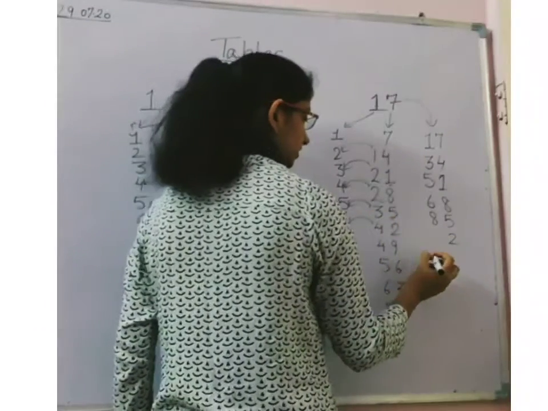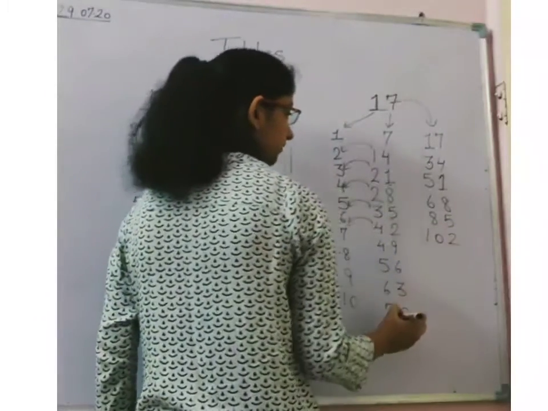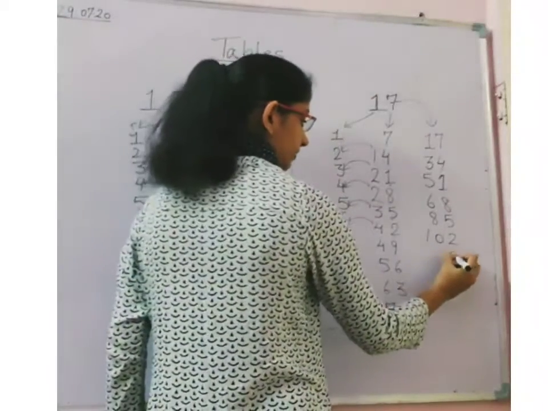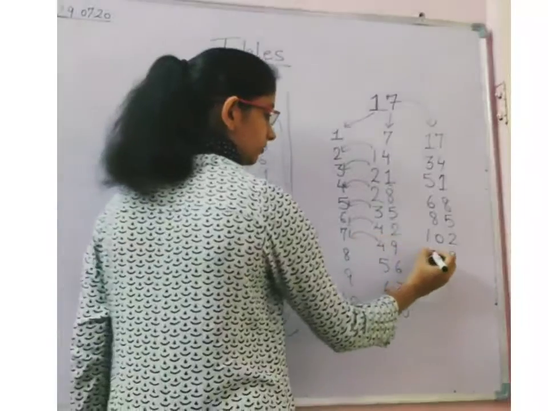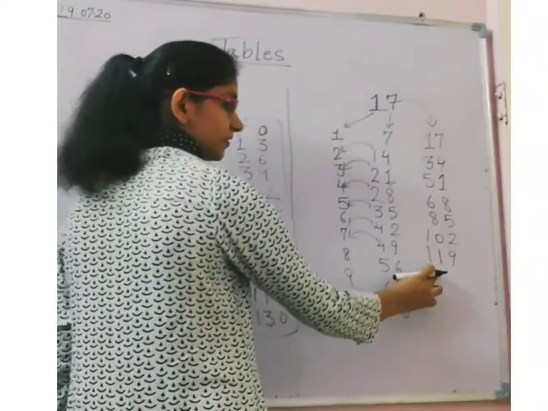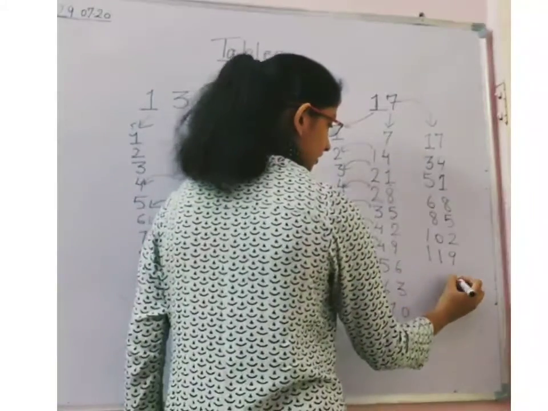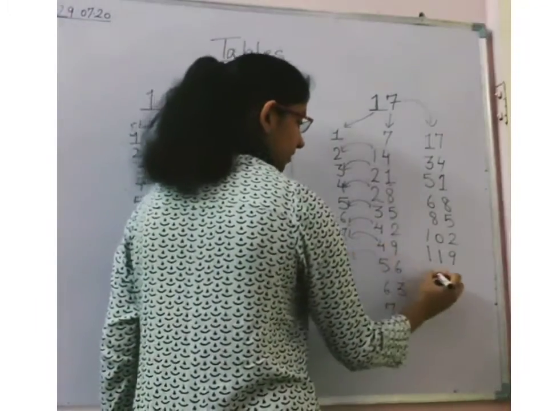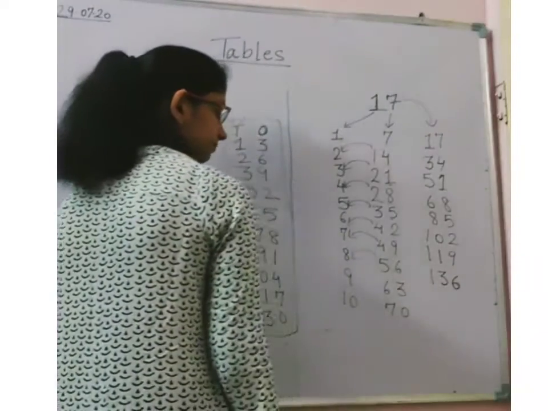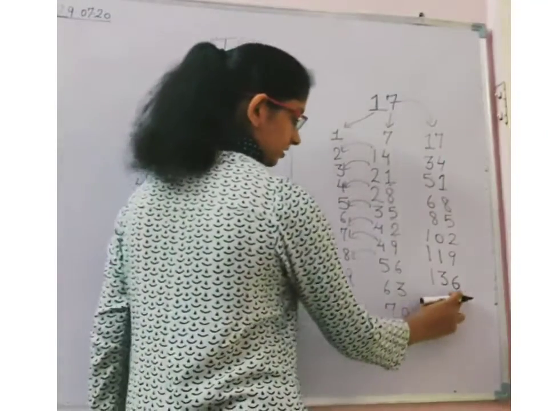2 will be written here. 4 will be added to 6, 102. 17 sixes are 102. 9 will be written here. 4 will be added to 7. Number formed is 119. 17 sevens are 119. 6 will be written here. 5 will be added to 8. 136. 17 eights are 136.